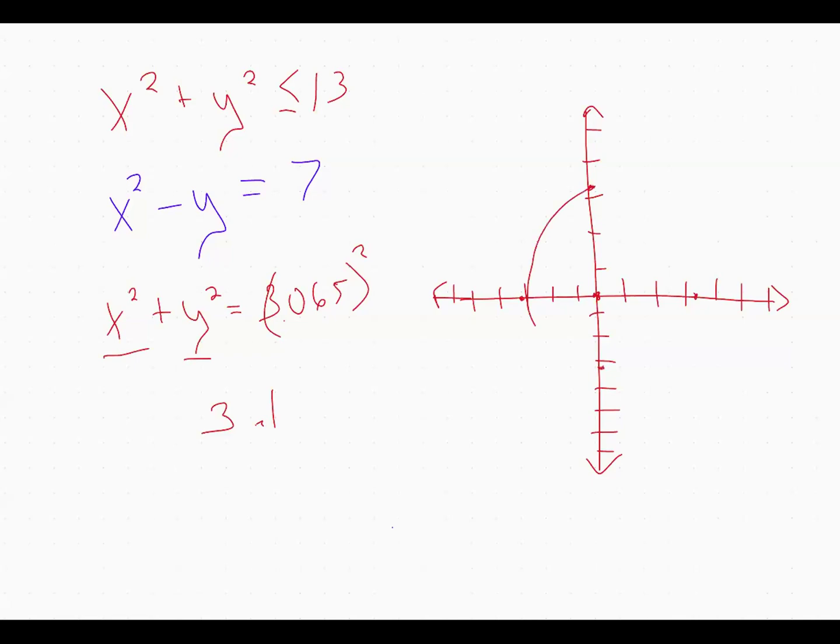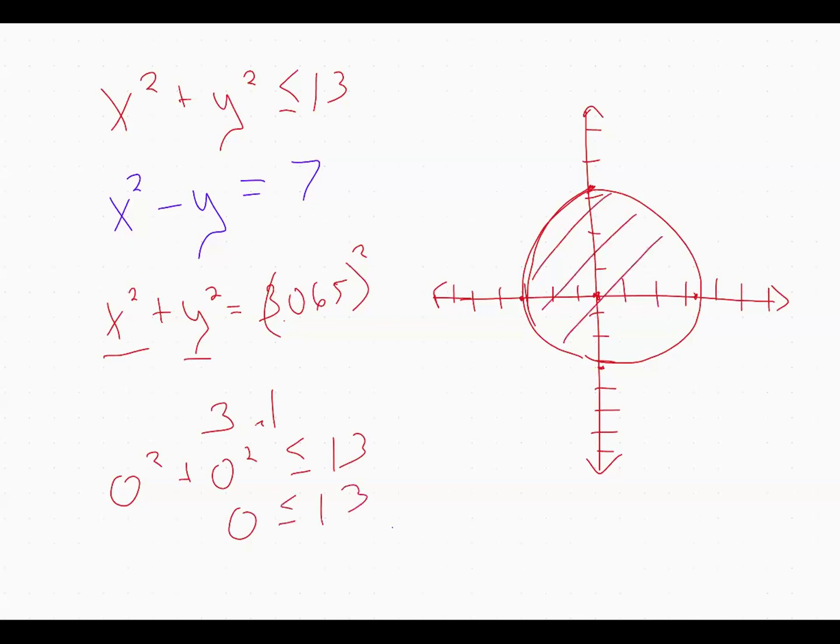But now if I put the test point in, because I need to shade, and being less than that, if I plug in 0, 0, I get 0 squared plus 0 squared less than 13. Well, that's really what? 0 less than 13? That's a true statement. So that means I'm going to shade the inside of the circle. But that's graphing of a circle from the beginning of the semester.